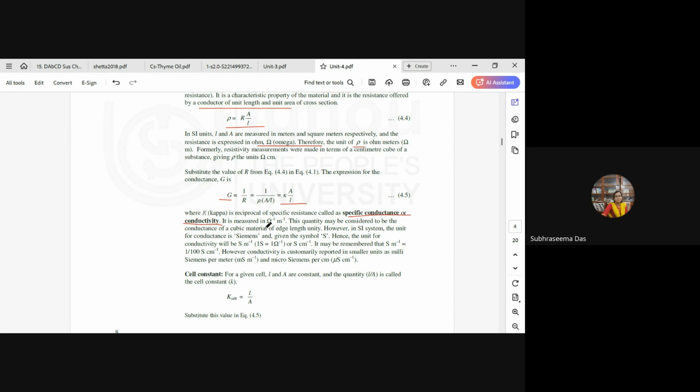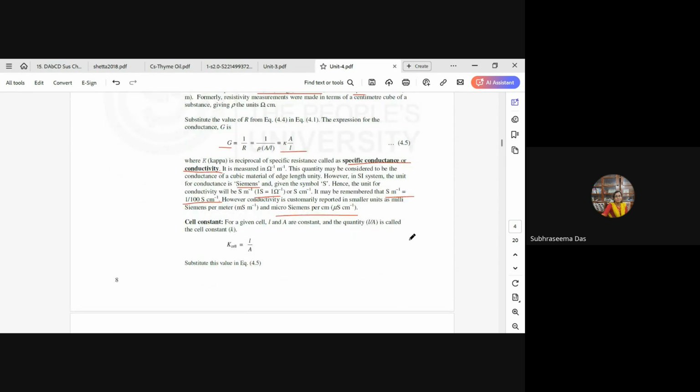However, in the SI system, the unit for conductance is called Siemens and it is given as capital S. So the unit of conductivity is written as Siemens meter inverse, where 1 Siemens is equal to 1 ohm inverse. We should always remember that 1 Siemens meter inverse is equal to 1 by 100 Siemens centimeter inverse. But in practical applications, when we use a conductivity meter, the unit comes in the form of millisiemens per meter or microsiemens per meter.